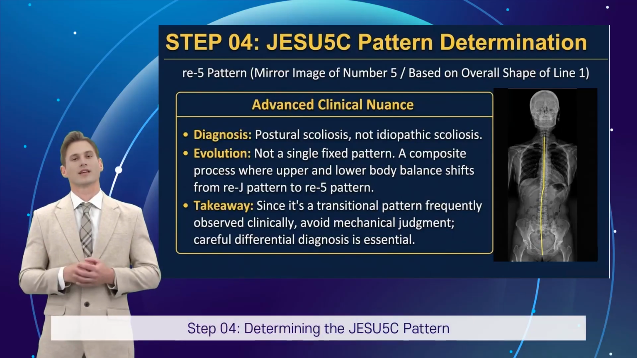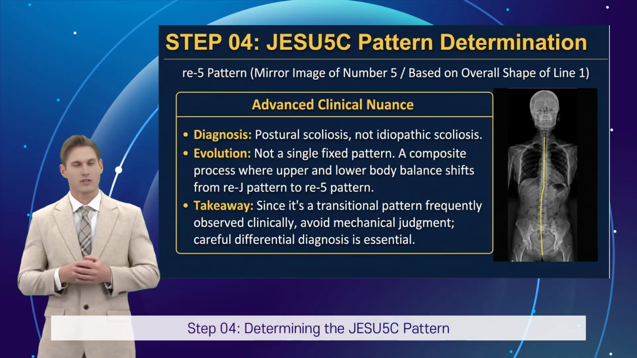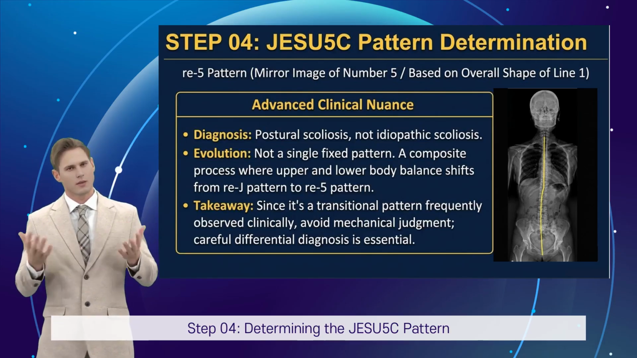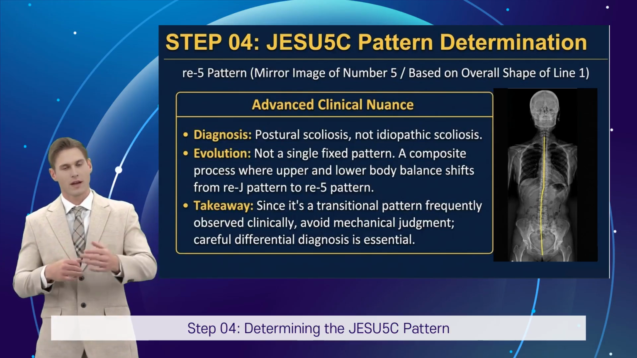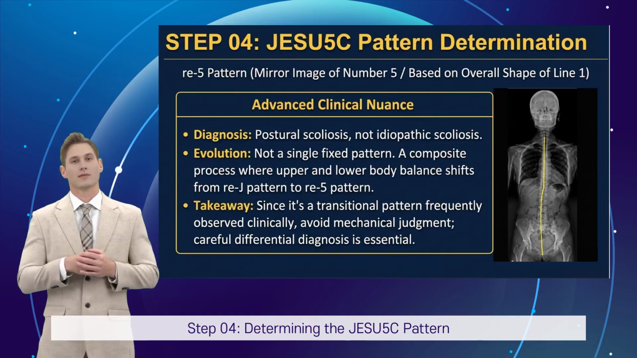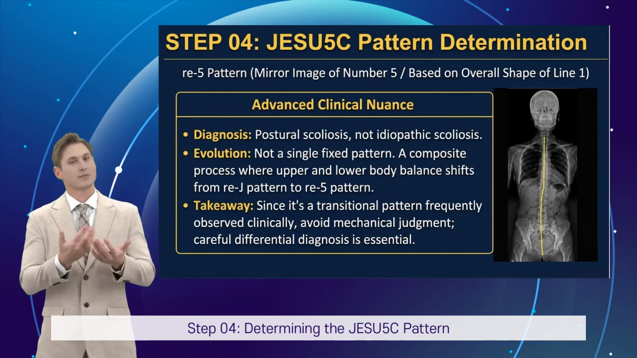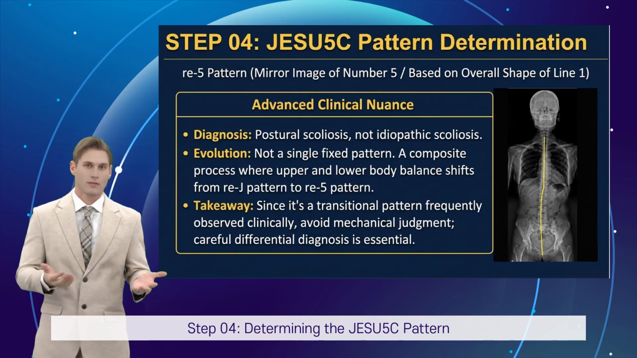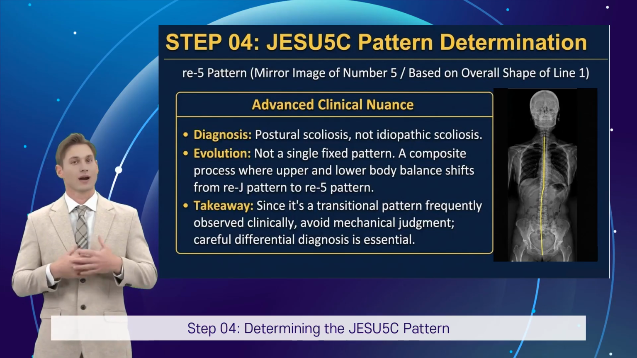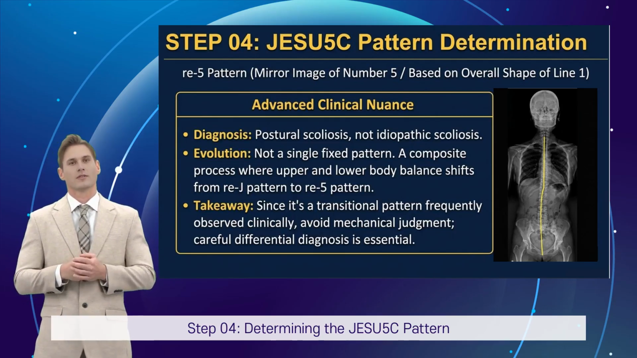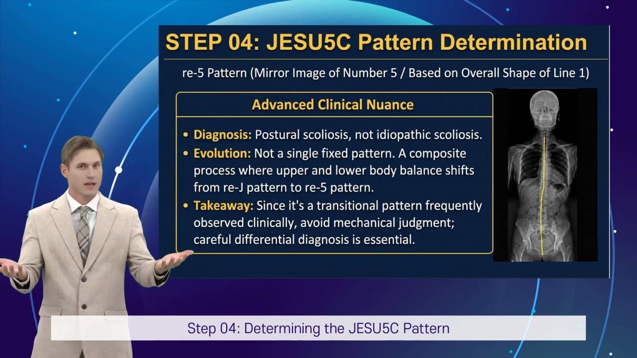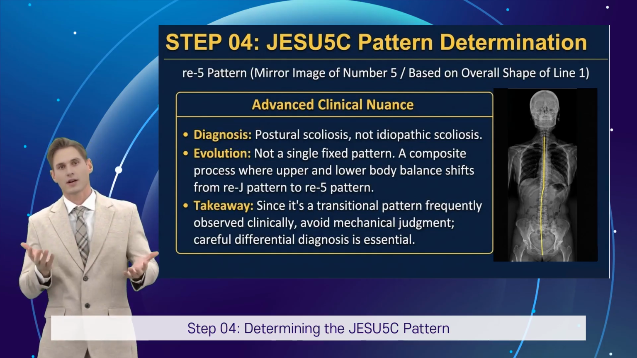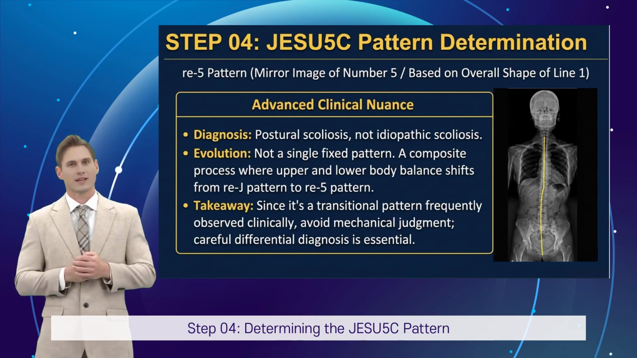Now we're ready to determine the JESU5C pattern, based on the overall shape of line 1. Looking at this X-ray film, the shape resembles a mirror image of the number 5, so we classify this as a Re5 pattern. But I want to highlight something important here. This case presents as postural scoliosis, not idiopathic scoliosis. And it isn't a single, fixed pattern. The balance between the upper and lower body is actually shifting, from a Re-J pattern toward a Re5 pattern. This kind of composite, transitional presentation is common in real clinical practice, and it demands careful, deliberate differentiation, not a snap judgment.